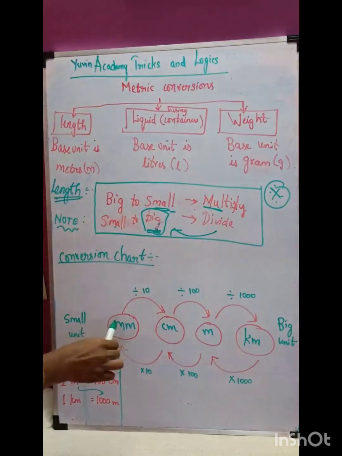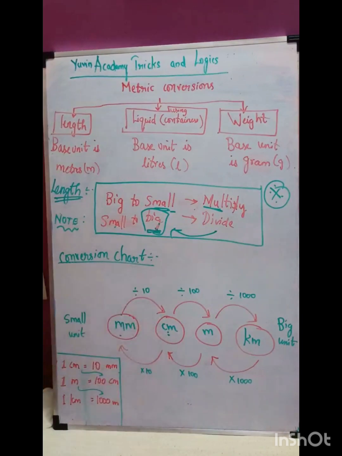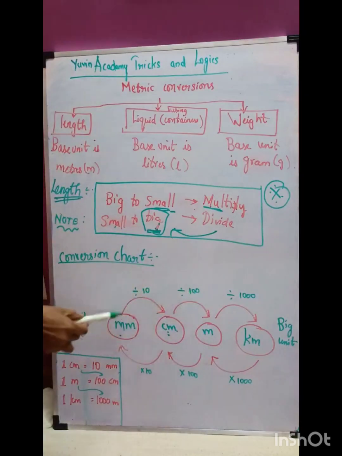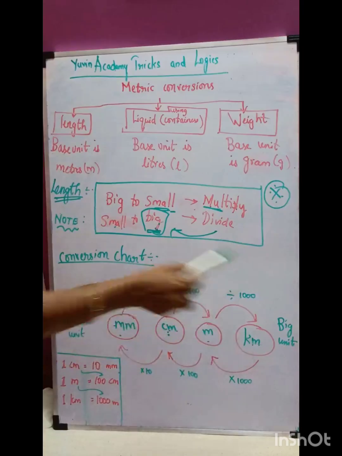For example, millimeter to centimeter. Millimeter is a small unit when compared to centimeter, so that time you have to divide by 10. Centimeter to meter, divided by 100. Then meter to kilometer, it's divided by 1000.